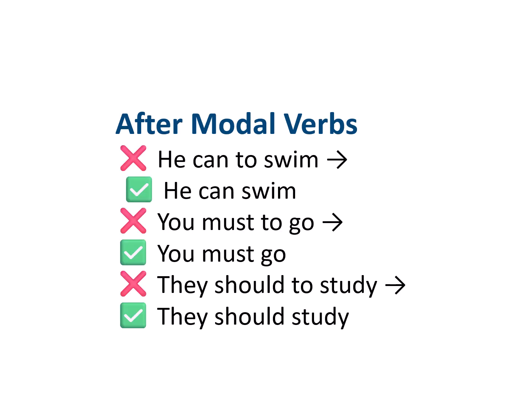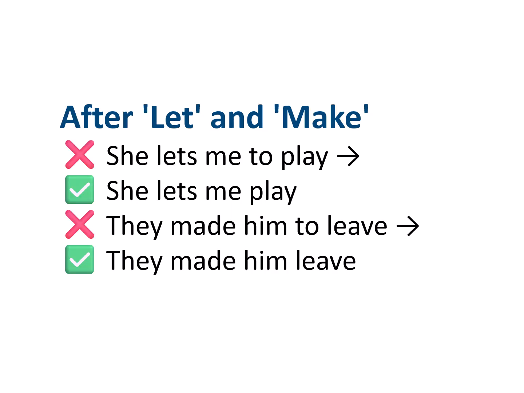After modal verbs, like can, must, should, might, never use to. Just the base form. Say he can swim, not he can to swim. After let and make, also skip the to. Say lets me play and made him leave. Only use the base form here, no to.